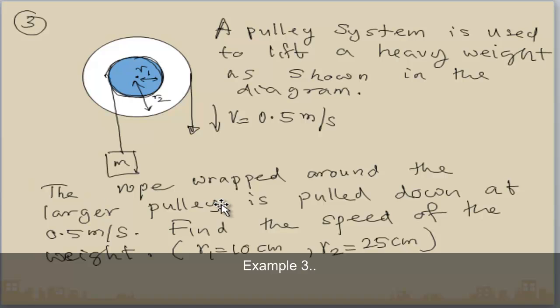So the question says the rope wrapped around the larger pulley is pulled down at 0.5 meters per second. Find the speed of the weight. The radius 1, that's the radius of the smaller pulley, is 10 centimeters. Radius 2, which is the radius of the larger pulley, is 25 centimeters. So we need to find the speed that the weight is moving upward.